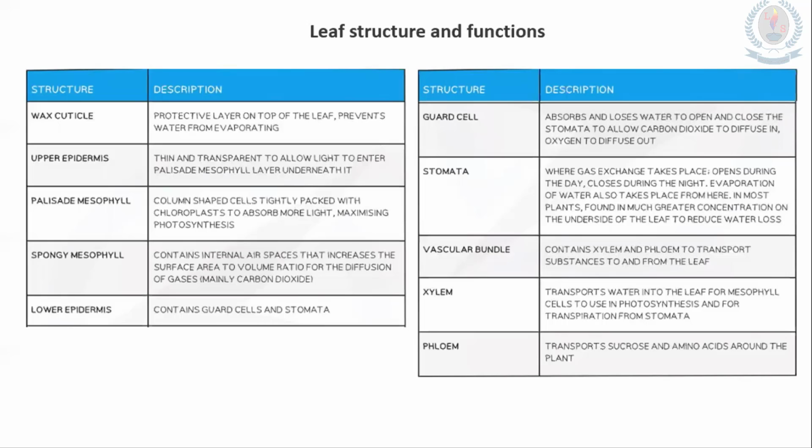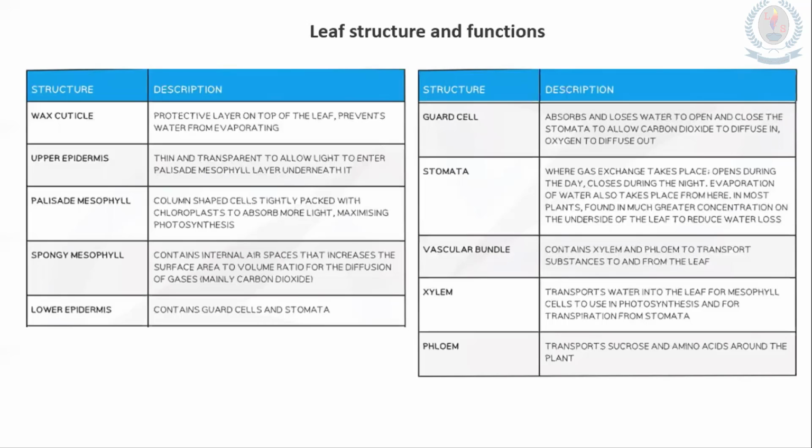Palisade mesophyll and spongy mesophyll are both involved in photosynthesis because they have chloroplasts. The lower epidermis contains guard cells and stomata. They are involved in gas exchange.